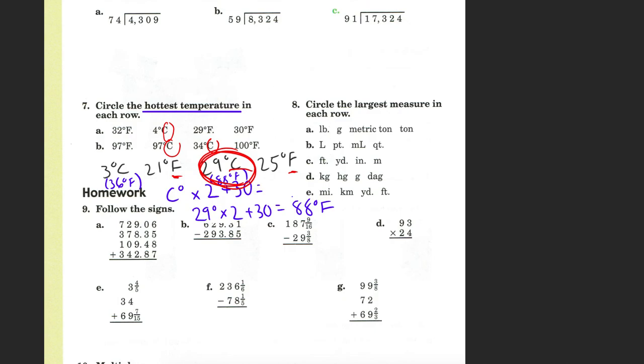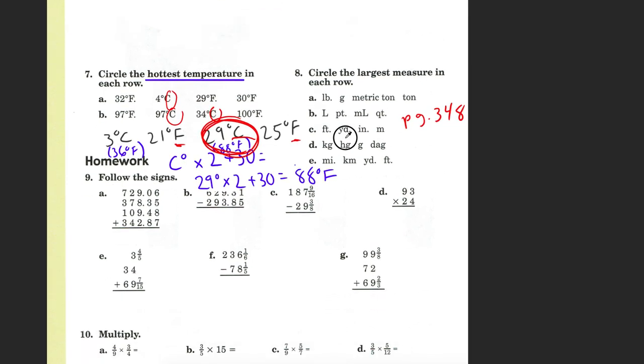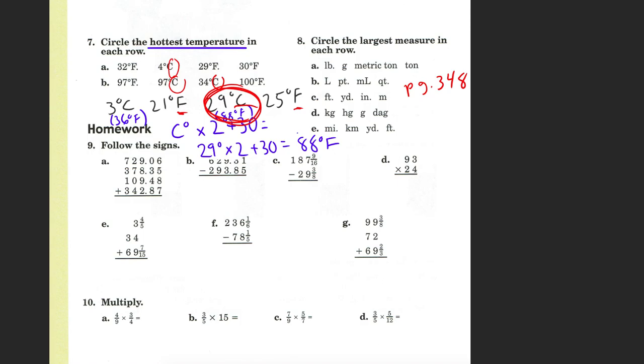Okay, circle the largest measure in each row. If you go back in your book, page 348 will help you with this problem here. Or let's go back to my lesson on the metric system on liquids. Pretty much everything here, we've done before.